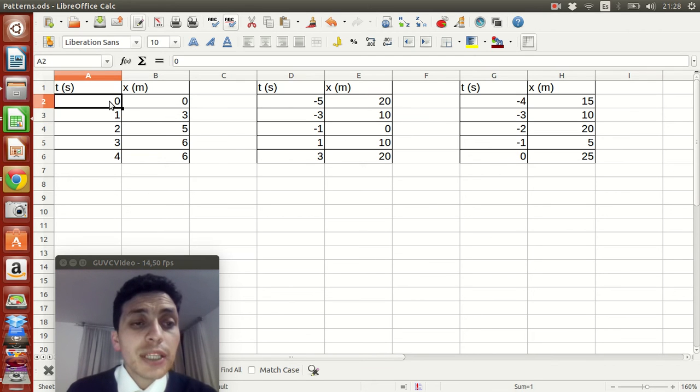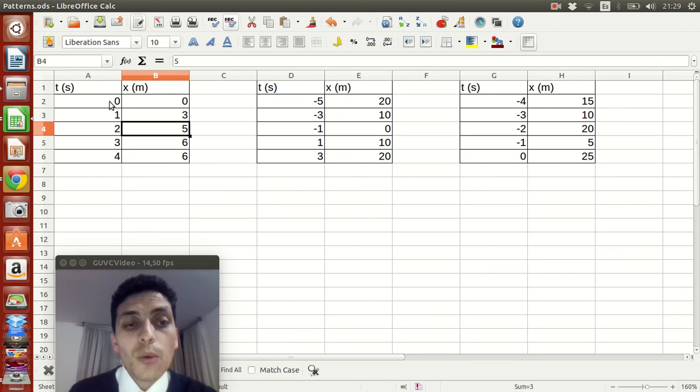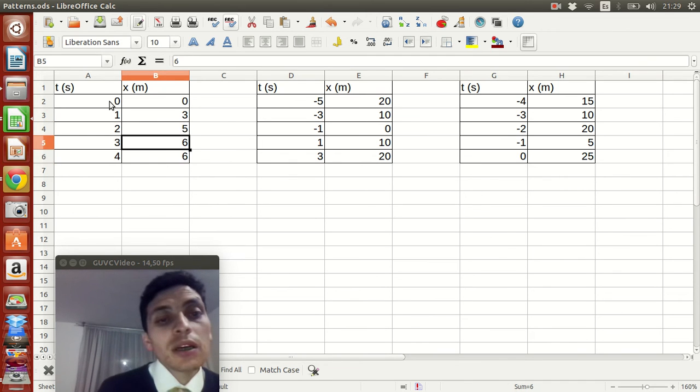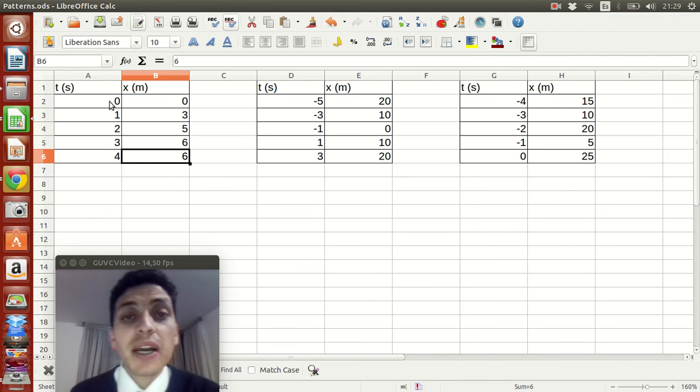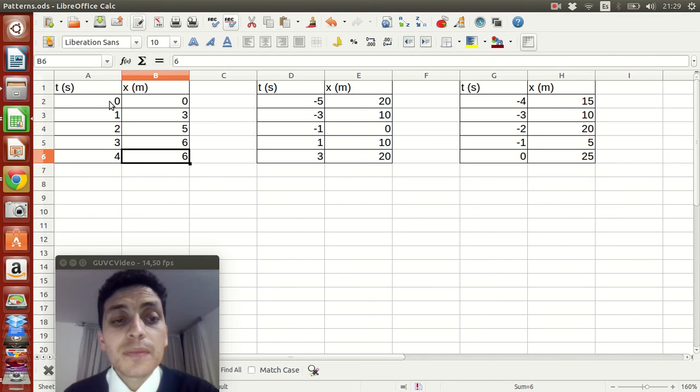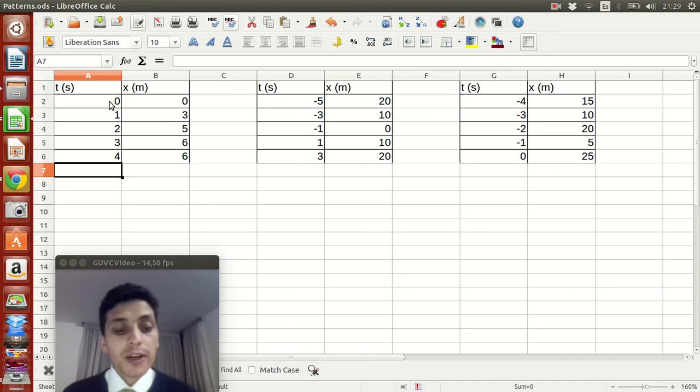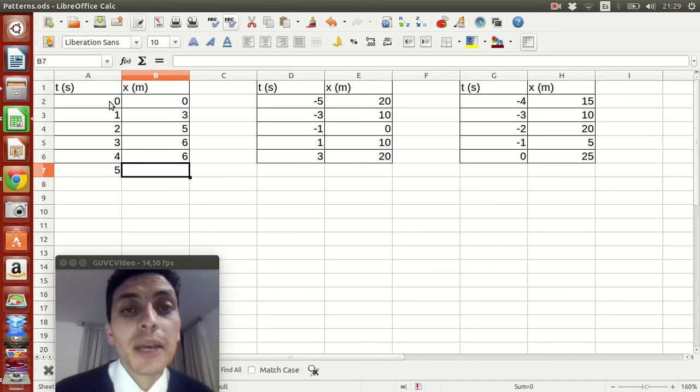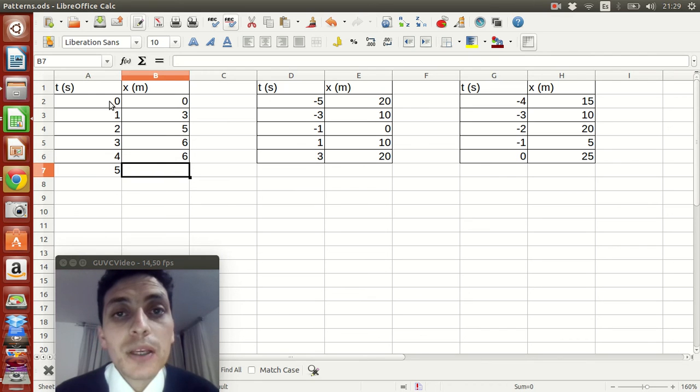You can see here that the domain increases by 1 unit, and the range, we can see that here we increase 3 units, now we increase 2 units, now we increase 1 unit, now we didn't increase it. And if I add here 5 on the domain, what will be the next value? Could you tell me the next value? Think.